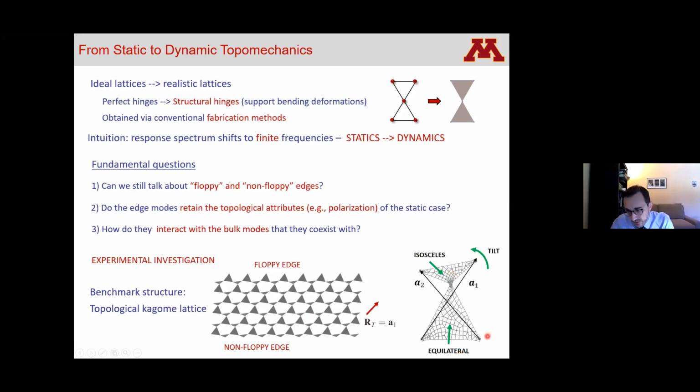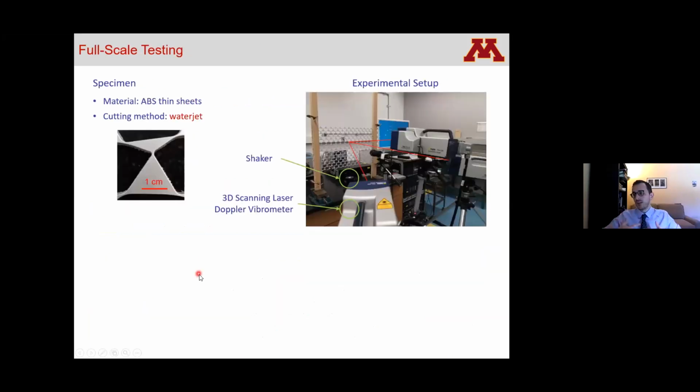So these are the two primitive vectors, and you see that it consists of an equilateral triangle and an isosceles triangle, which is slightly tilted with respect to the other one. So it's a unit cell that lacks mirror symmetry. And with this configuration, we have a polarization vector pointing as the arrow shows that actually deems this edge as the floppy edge and this one as the rigid edge. So before looking at the behavior of the edge, we actually try to understand how waves propagate in the bulk, which is more background information for us.